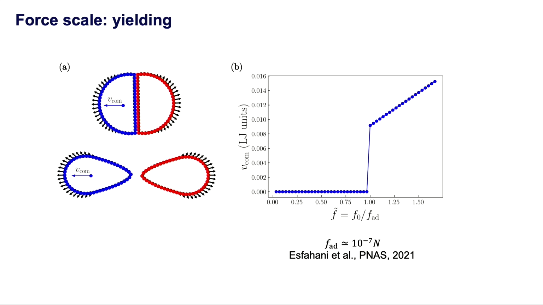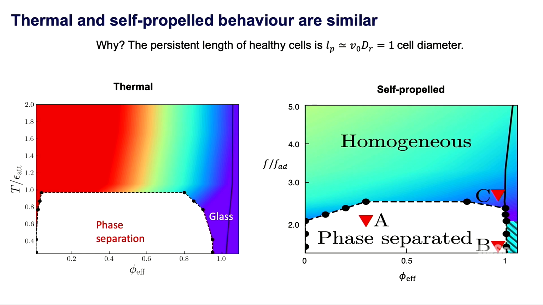So we have a way to relate to experiment. And this is the comparison between the two phase diagrams. This is the thermal phase diagram, and this is the phase diagram just induced by this motility. And what you see is that they are very similar, right? So this is the main message.